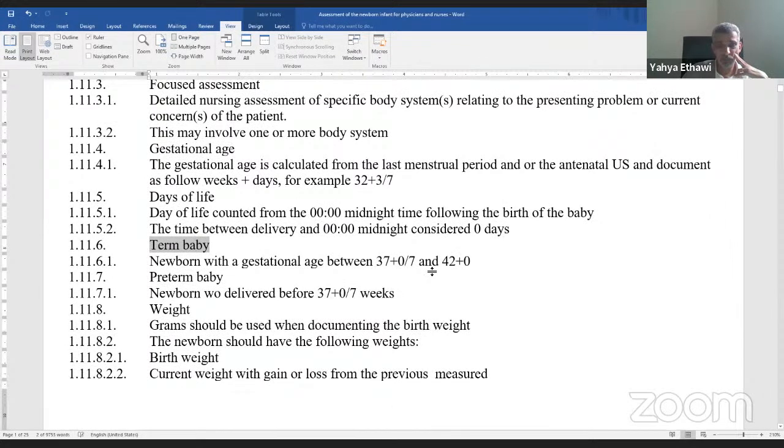Term baby means any baby born at more than 36 plus.